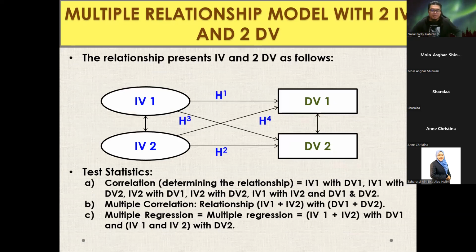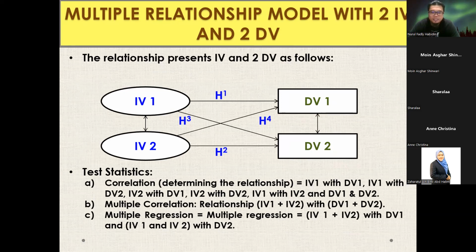Okay, this is balanced. We can say that balance: you have 2 independent variables and 2 dependent variables. So in this part, you can study correlation, multiple correlation, and also multiple regression. Correlation between IV1 to DV1, IV1 to DV2, IV2 to DV1, and IV2 to DV2.